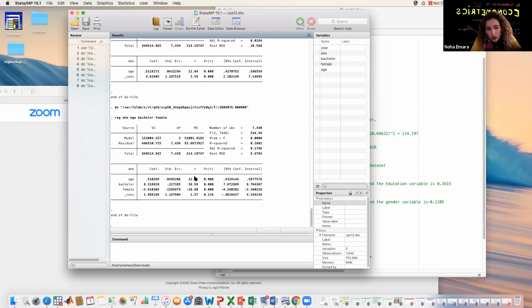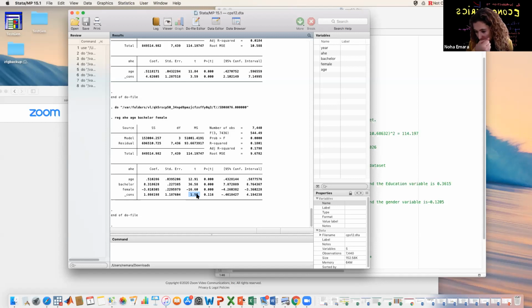So based on the t-statistics here, I can say that age has a statistically significant impact on AHE, and the same thing for bachelor, and the same thing for female. Each one of the 3 variables has a statistically significant impact on the average hourly earnings. The constant of the regression is not actually statistically significant. It's falling below the 1.64, which is the critical value under the 10%. Okay. Looking at the p-value.